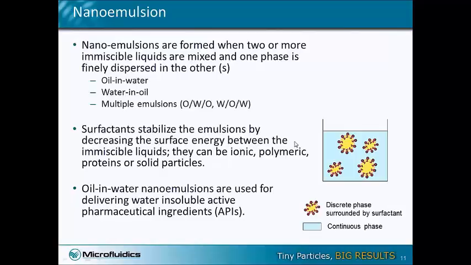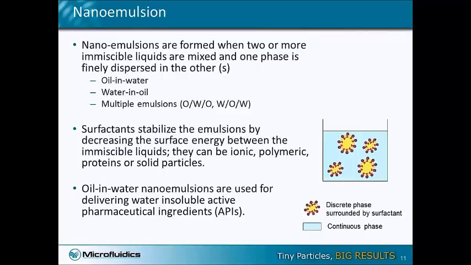The examples I'm going to give today are mainly oil in water type emulsions because these emulsions are very useful as drug delivery systems for delivering water-insoluble drugs, because most of the newly developed drugs have poor water solubility, so they can be dissolved in the oil phase and encapsulated inside the oil phase to form a nanoemulsion for delivery.